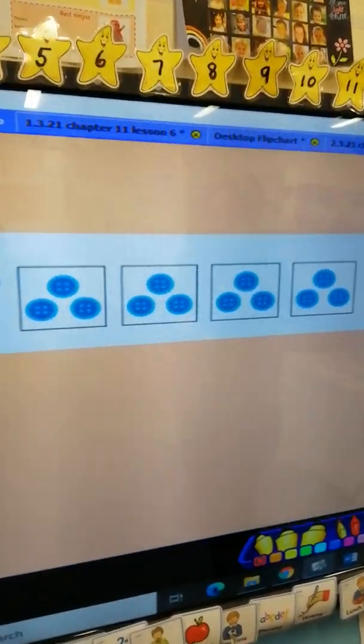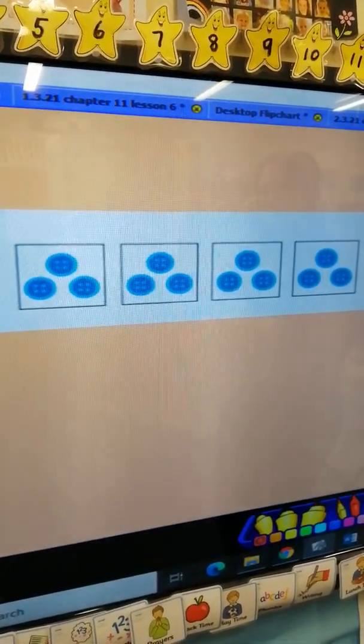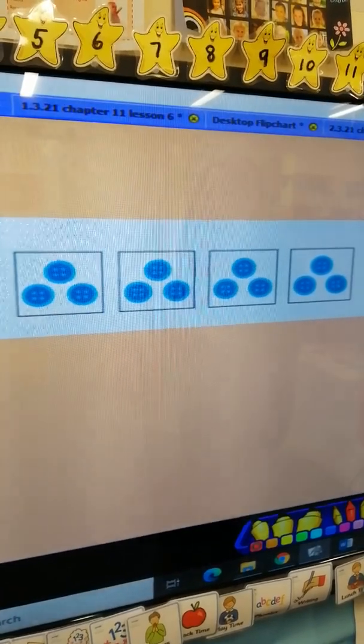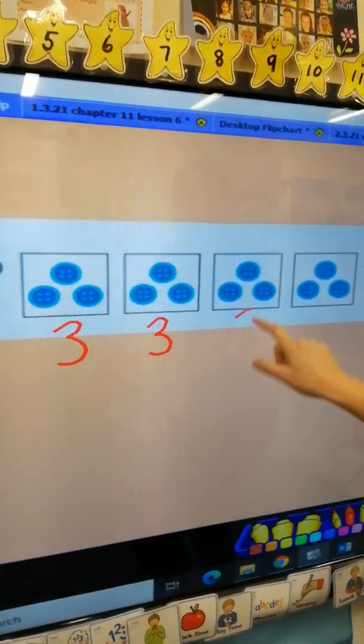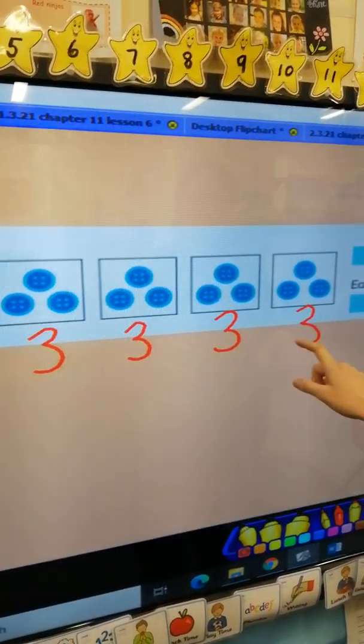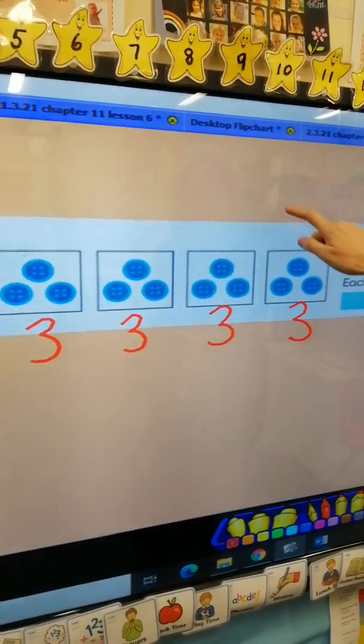Are these groups equal? That's the first question, isn't it? We need to look at each group and determine, are they equal groups? We've got 3 in this group. We've got 3 in this group. We've got 3 in this group. And we've got 3 in this group. Okay. Are they equal? Yes, they're equal.